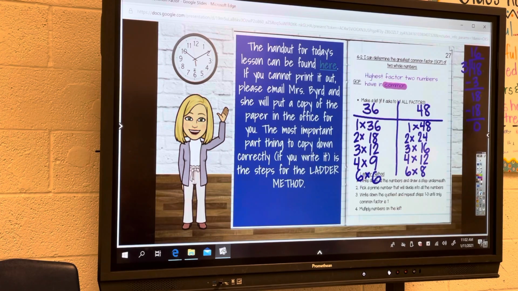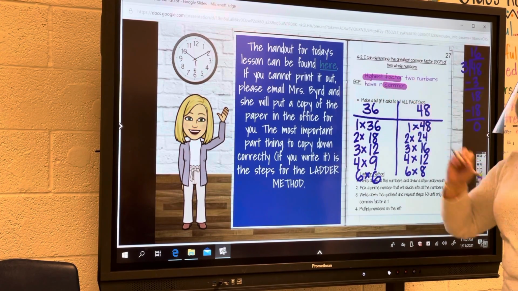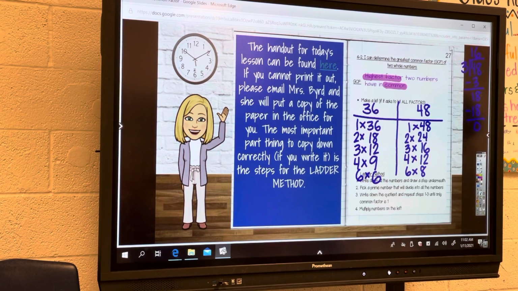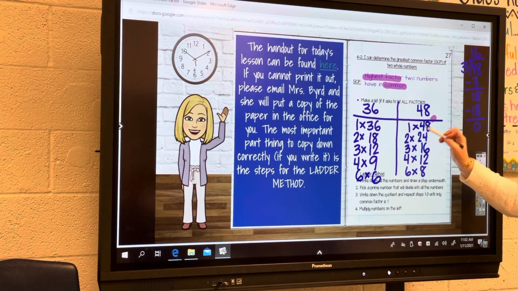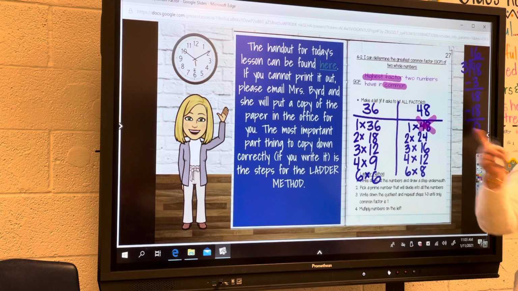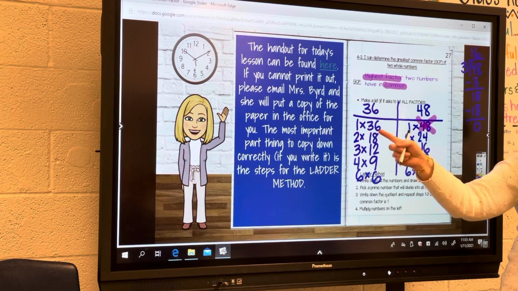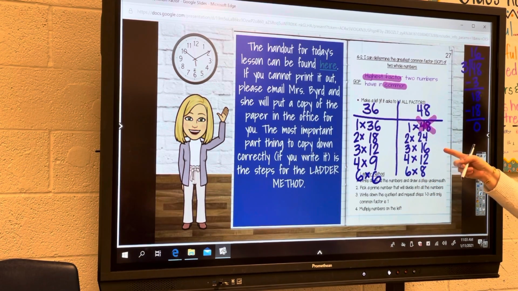That they have in common. The highest number, the highest factor that they have in common. That's what we're looking for. So it can't be 48 because this is 36. Okay? So is there a 36 over here? No.